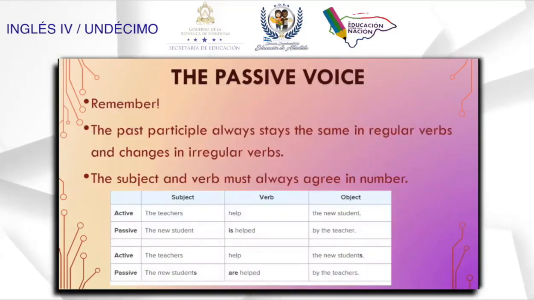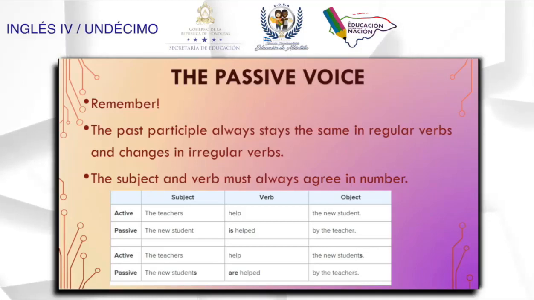Remember, the past participle always stays the same in regular verbs and changes in irregular verbs. The subject and verb must always agree in number. El participio pasado siempre permanece igual en verbos regulares y cambia en verbos irregulares. El sujeto y el verbo siempre deben coincidir en número.